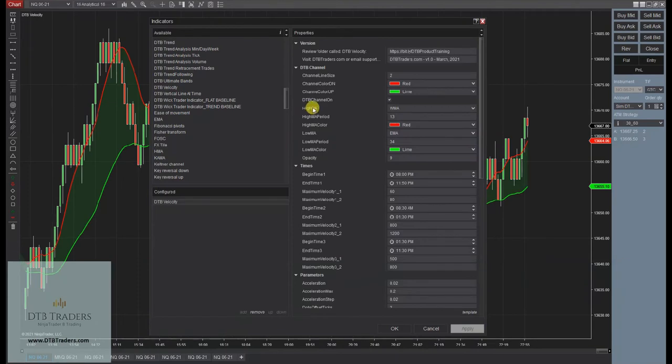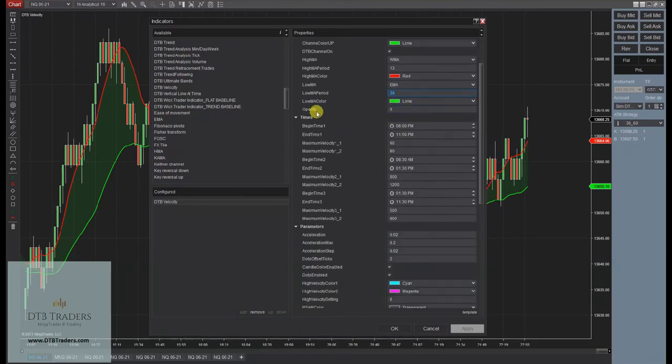And then you've got a few different moving averages that you can choose. You've got your high moving average and your low moving average, so your fast and your slow moving averages. And obviously your period that you can select. And you can choose the opacity for the zone. If you don't want that to show, you can clear that out and make it full opacity.